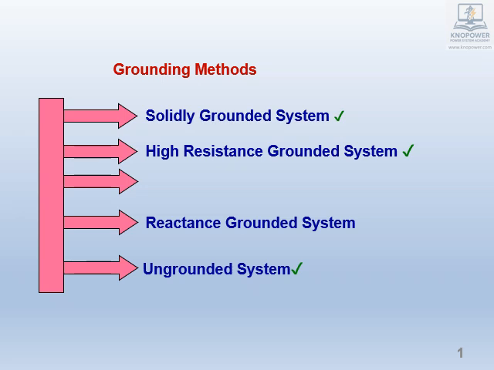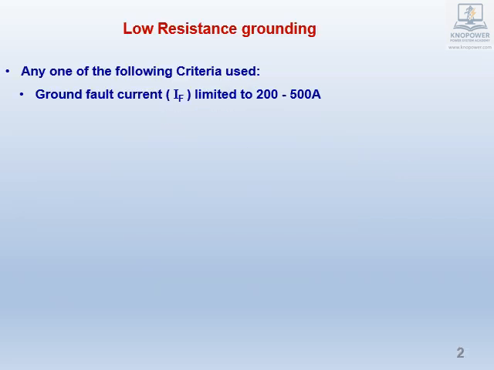We have finished discussions on ungrounded system, solidly grounded system, and high-resistance grounded system. Next, we will take up low-resistance grounded system. Any one of the following criteria is used when designing low-resistance grounded system. The ground fault current IF is limited to 200 to 500 amps. This criterion is very widely used.